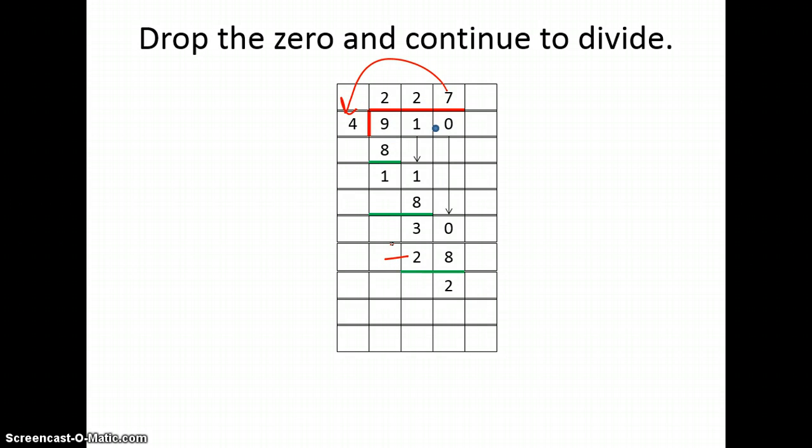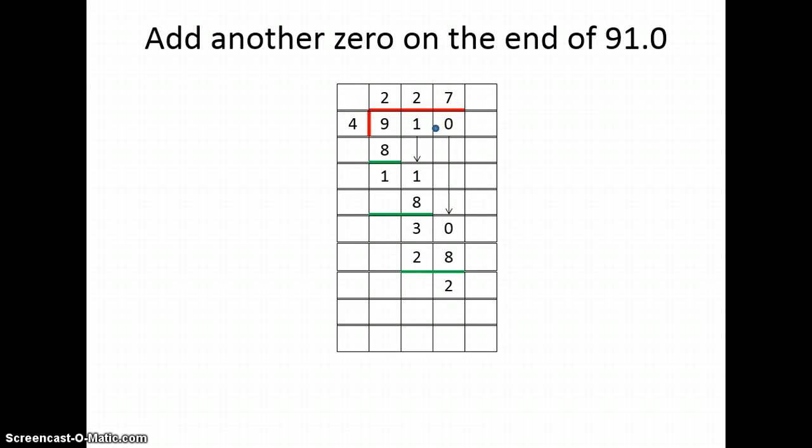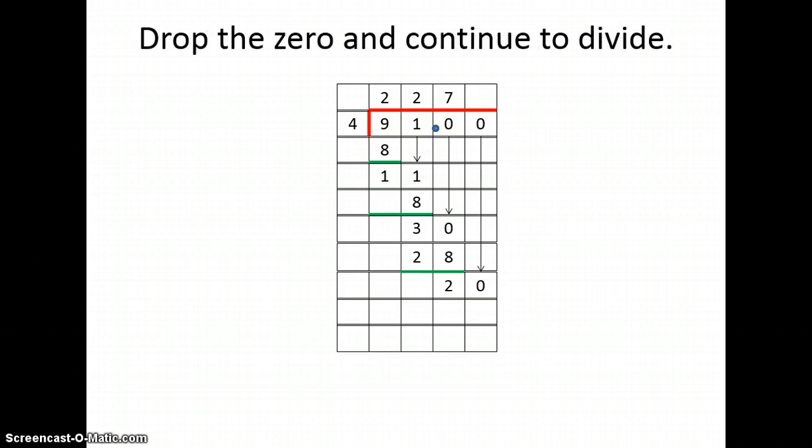Okay, so I still don't have a terminating decimal. I have another remainder. So what do I do? Well, I'm going to add another 0 to the end of 91 and 0/10 and drop that 0 down and continue to divide. So now I'm going to ask myself, how many times does 4 go into 20? And the answer is 5. 5 times 4 is 20, and 20 minus 20 is 0. Okay, so now I can stop dividing because I've got a terminating decimal that stops.